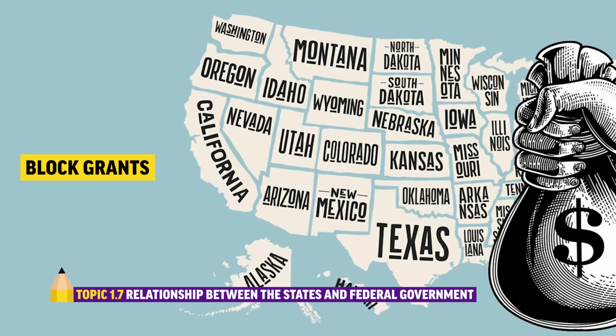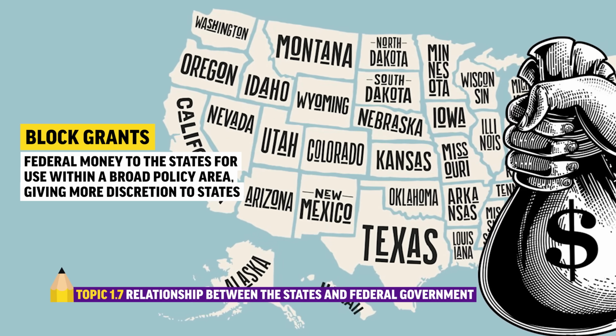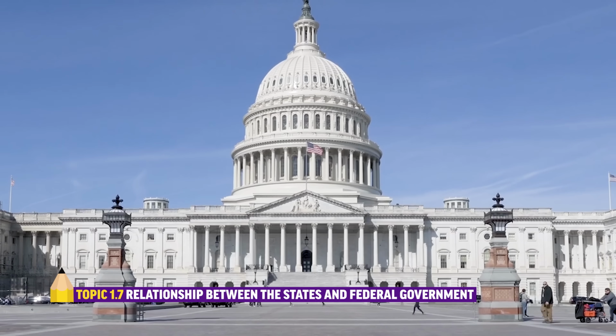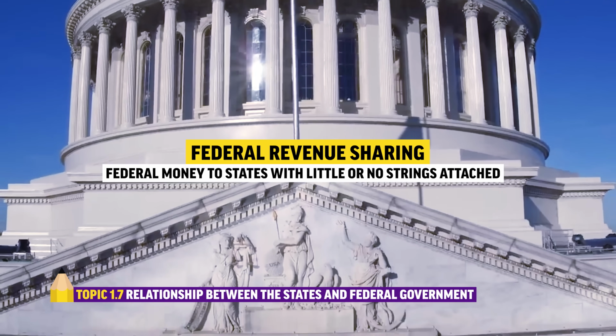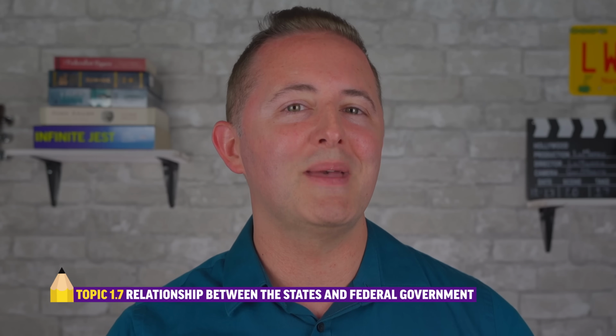States prefer to receive block grants because the money is for a broader purpose, so they have more discretion, but not total freedom over how the money gets spent. Until the late 80s, there used to be something known as federal revenue sharing, which states liked even more because they could spend the money on anything they wanted. But this program ended decades ago.